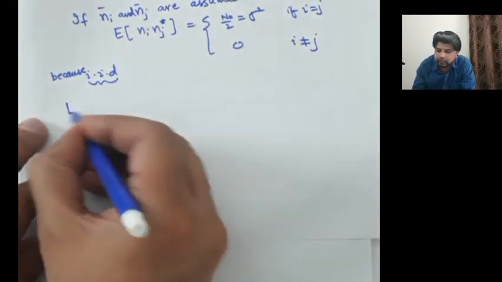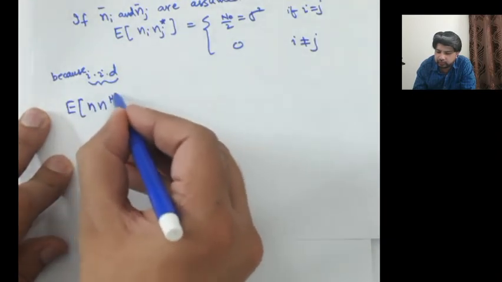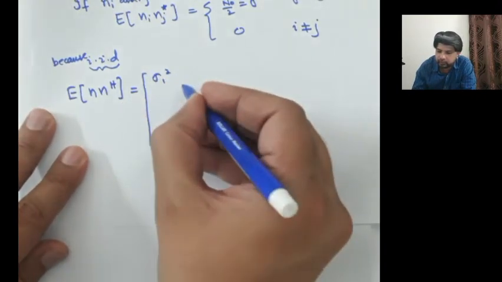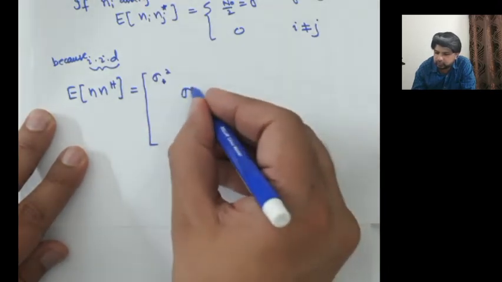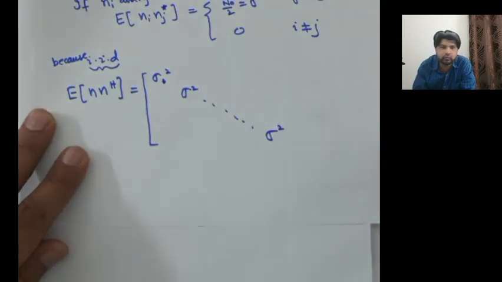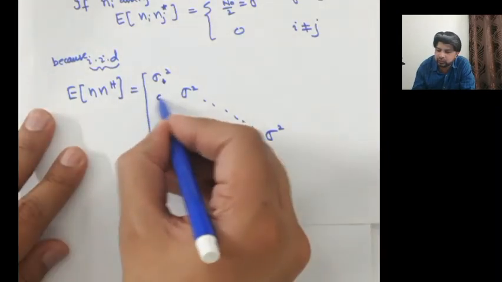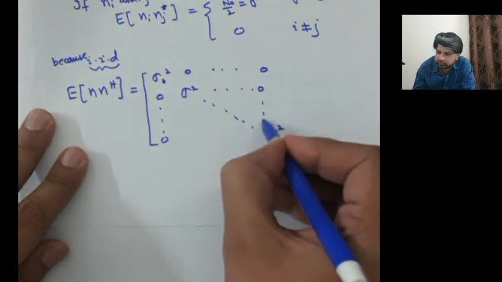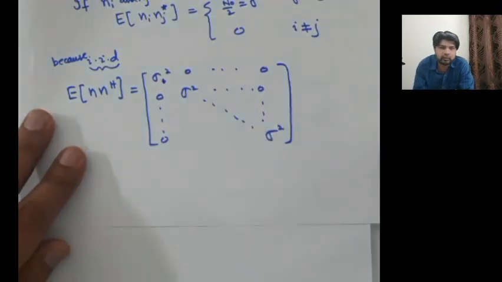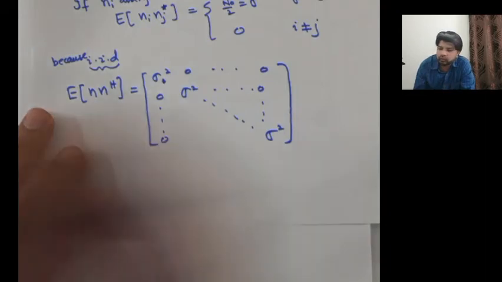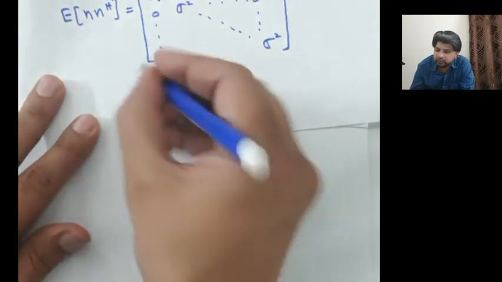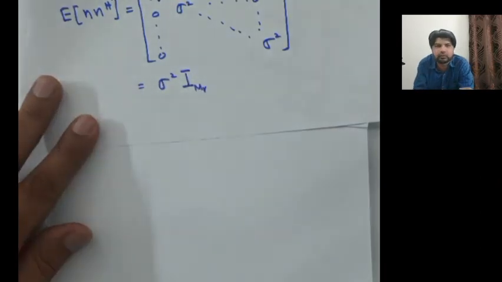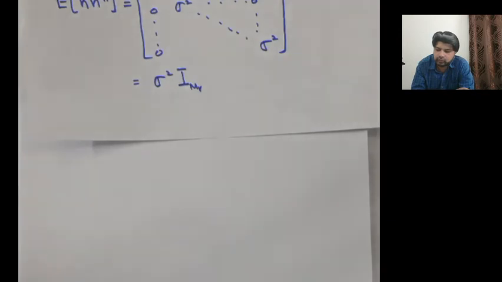Now we can write this expected value of n n Hermitian as: you would have sigma squared here, sigma squared here, sigma squared here. So all the diagonal terms would be sigma squared, and you would have a 0 in the non-diagonal terms. So this is your noise covariance matrix, and you can see that it can be written simply as sigma squared times an identity matrix of dimensions MR cross MR.